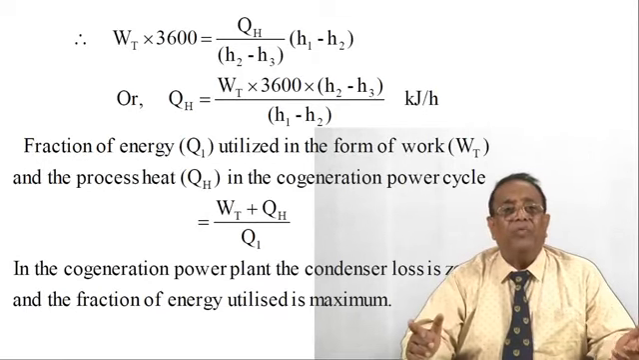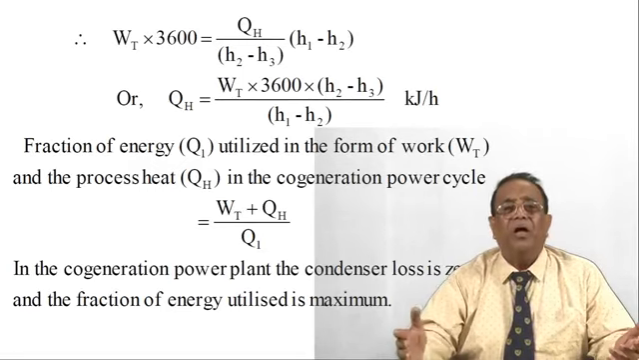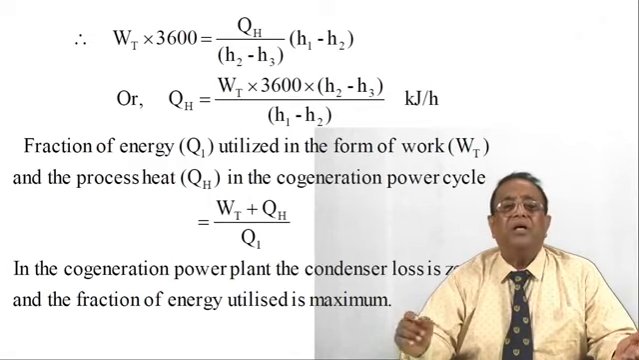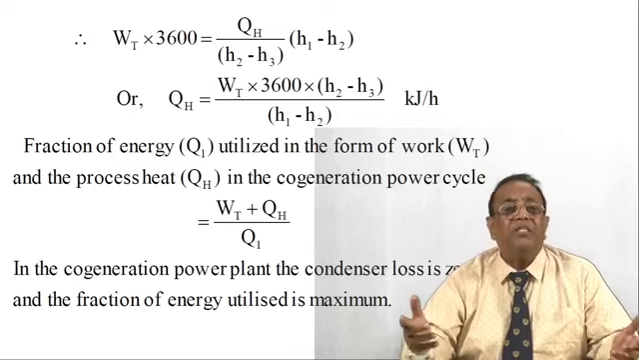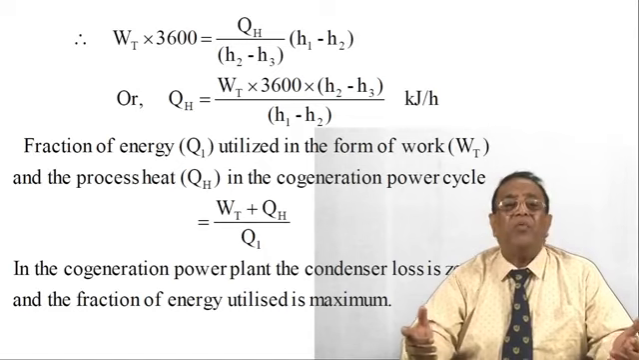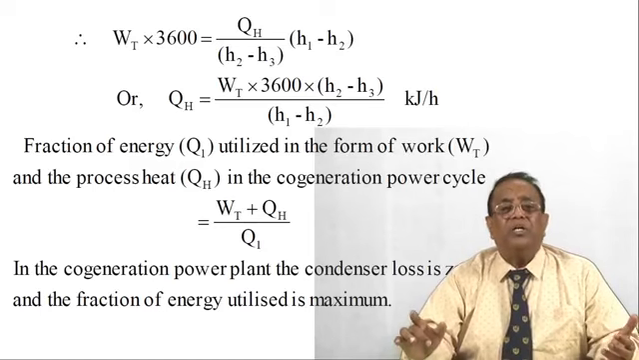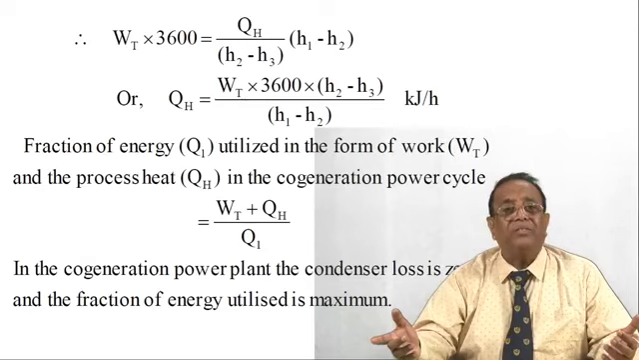So, WT multiplied by 3600, put the value of small w, that is the flow of steam per hour, that is QH divided by H2 minus H3, multiplied by H1 minus H2. So, from this equation we can get the expression for QH, that is the heat recovered in the process heater, which otherwise would have been lost in the condenser. So, QH is equal to WT multiplied by 3600 multiplied by H2 minus H3, whole divided by H1 minus H2.